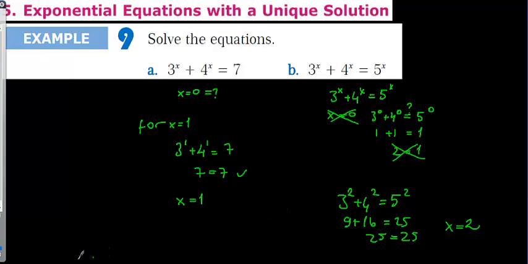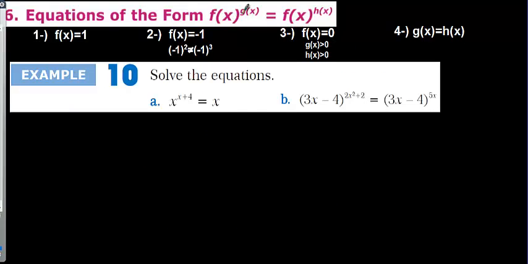Okay, for the next type of questions, equations of the form f(x) to the power of g(x) equals f(x) to the power of h(x), here we have four cases. The first case, if f(x) is equal to 1. If f(x) is equal to minus 1, we have one condition. We have to be careful about the powers, because if one of them is positive and one of them is negative, they are not equal. Minus 1 to the power of 2 is not equal to minus 1 to the power of 3. If f(x) is equal to 0, in this case, the powers cannot be negative, because then f(x) becomes the denominator, and the denominator cannot be 0. And the last one is g(x) equal to h(x), if the powers are equal. We are going to check all these cases for these questions.